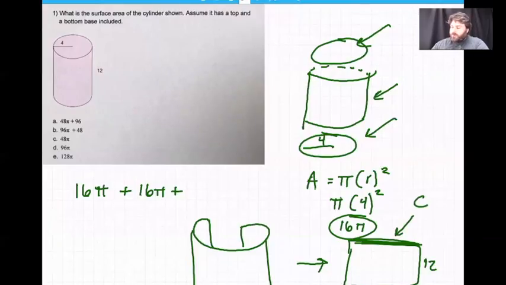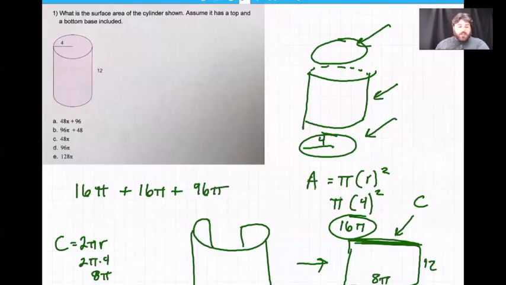So this is the circumference of the circle. So remember, the circumference is 2 pi r, where r is the radius, and the radius is 4. So 2 times pi times 4, that's going to be 8 pi. So we get the circumference is 8 pi. So 12 times 8 is 96, so we get 96 pi. So all three of these added together, 16 plus 16 plus 96 pi's. When you add those all together, you get 128 pi. So answer choice E is correct, 128 pi.